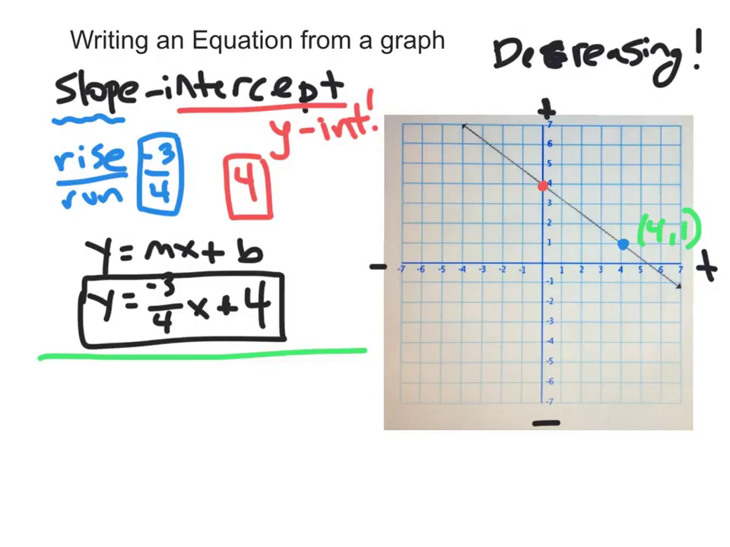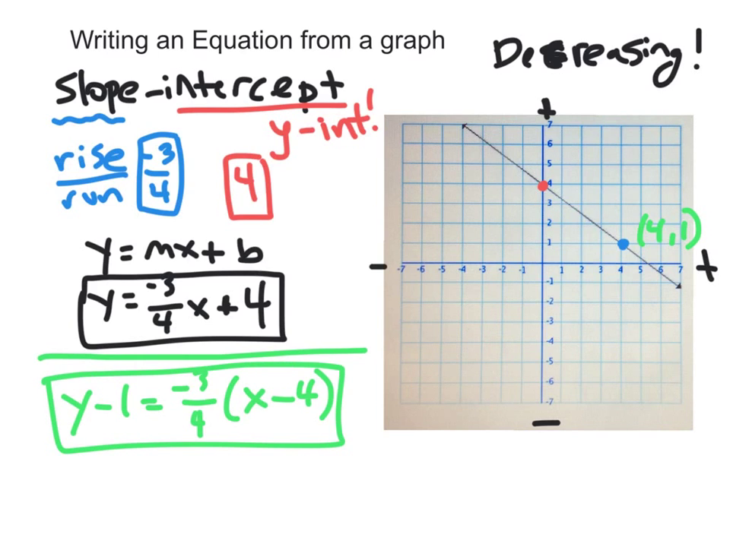And so then we would write y minus the y value, and the y value over here is 1. So y minus 1 equals, we found out our slope was negative 3/4, and then x, and our x1 value is 4 right here, so if it's positive 4 on the grid, then it's going to be minus 4 in the equation. So there's the other option using point-slope form. That's about it.